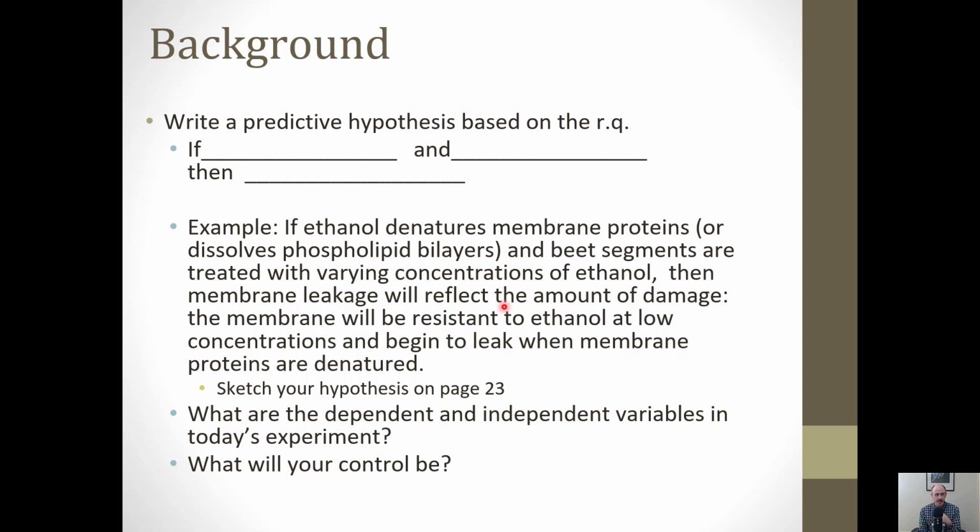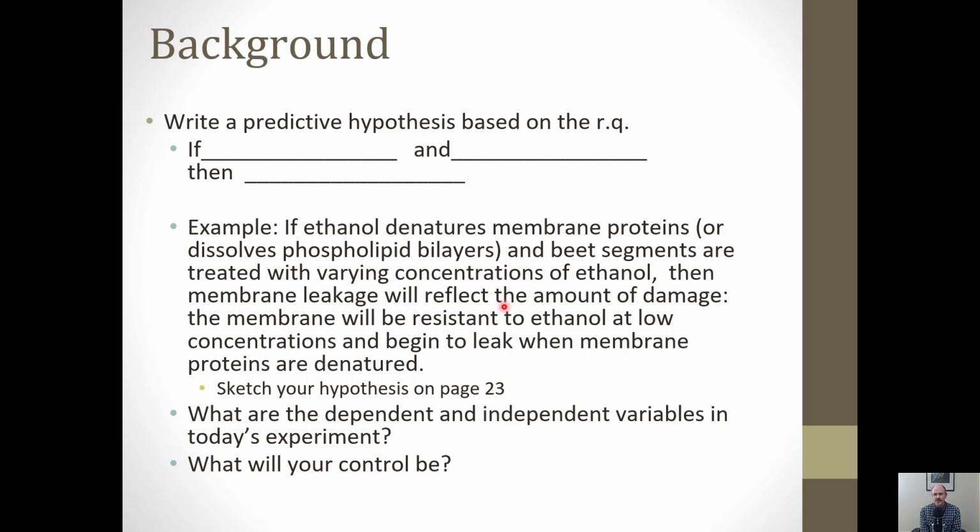Okay? So for example, if ethanol denatures membrane proteins and beet segments are treated with varying concentrations of ethanol, then membrane leakage will reflect the amount of damage. The membrane will be resistant to ethanol at low concentrations and begin to leak when membrane proteins are denatured. So I would expect one that you come up with to be a little less wordy than that, probably.